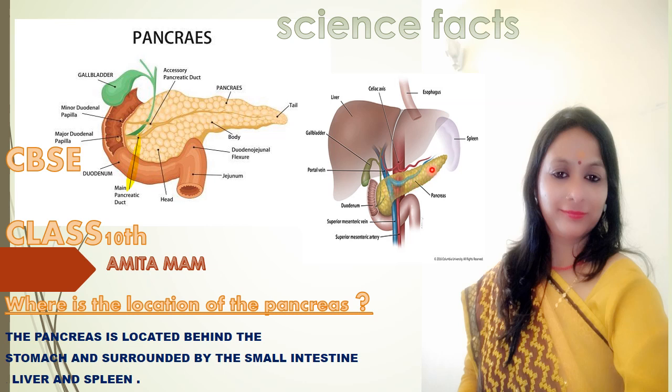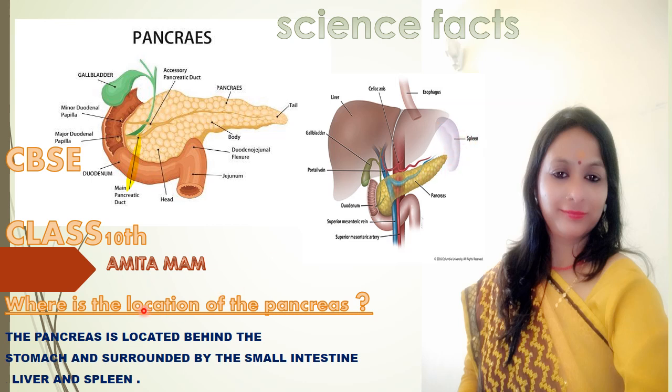The pancreas is located behind the stomach and surrounded by the small intestine. This part of the small intestine is called the duodenum. This is the shortest segment of the small intestine. We can see here a small section of the small intestine, called the duodenum. The pancreas is surrounded by the liver, small intestine and spleen. Here we can see on your screen, this is the spleen.